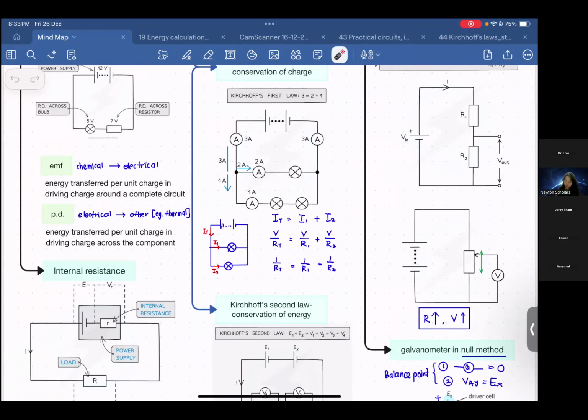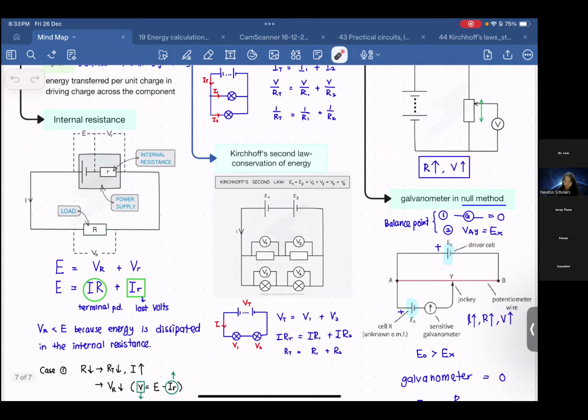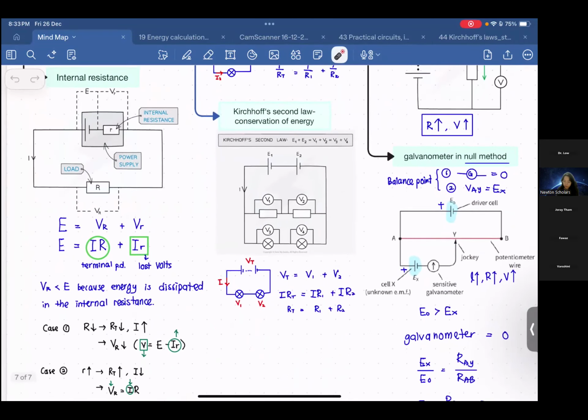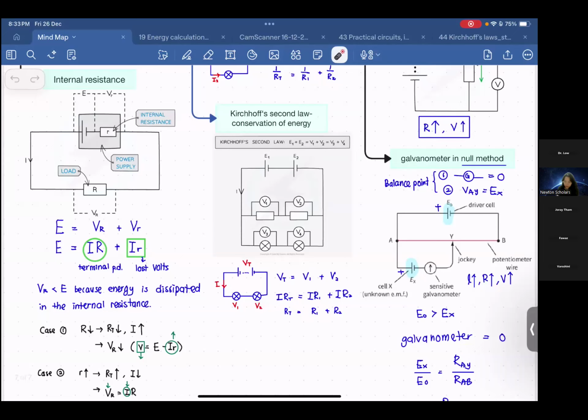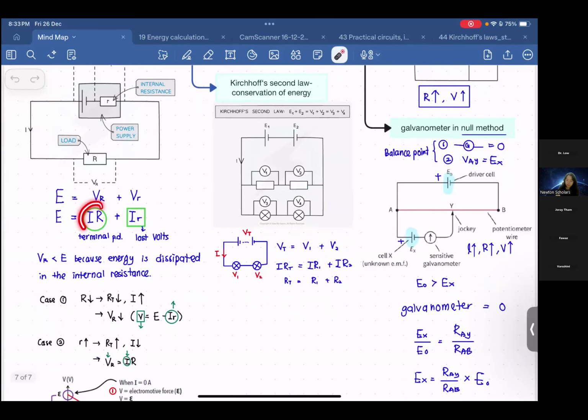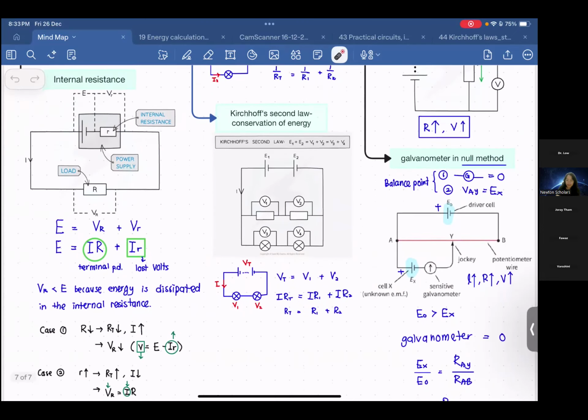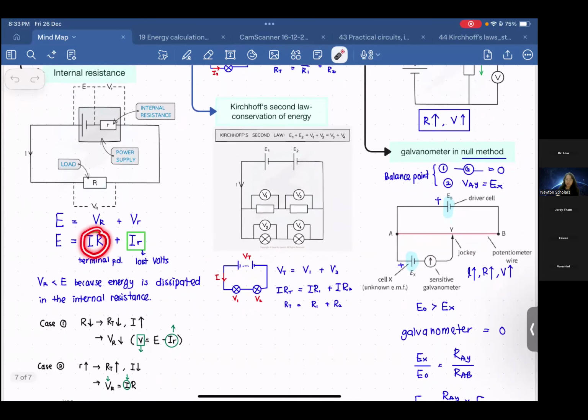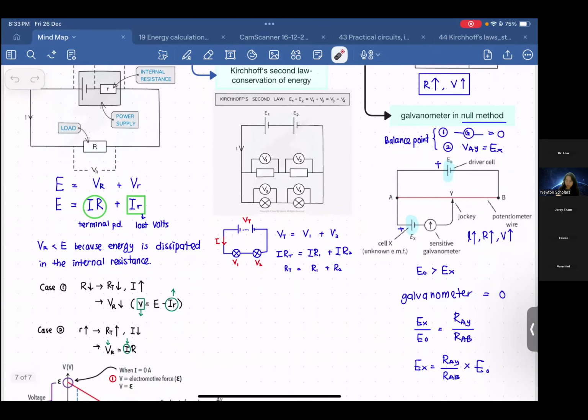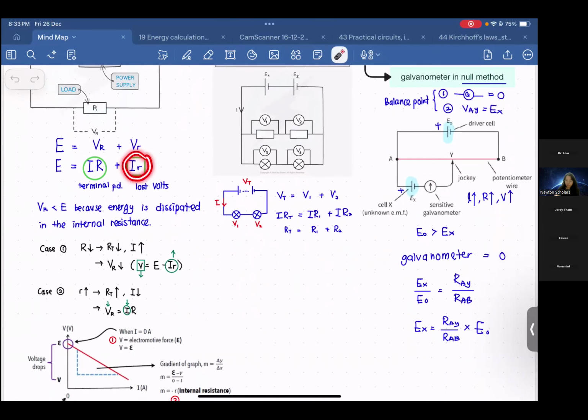Okay, so here is internal resistance. This is the part that we keep on mentioning. When they say terminal across the cell, when the circuit is closed and current is flowing through, the voltmeter reading is actually for this part, the external resistance. Then this one is the internal resistance. Voltage drop is because of internal resistance.